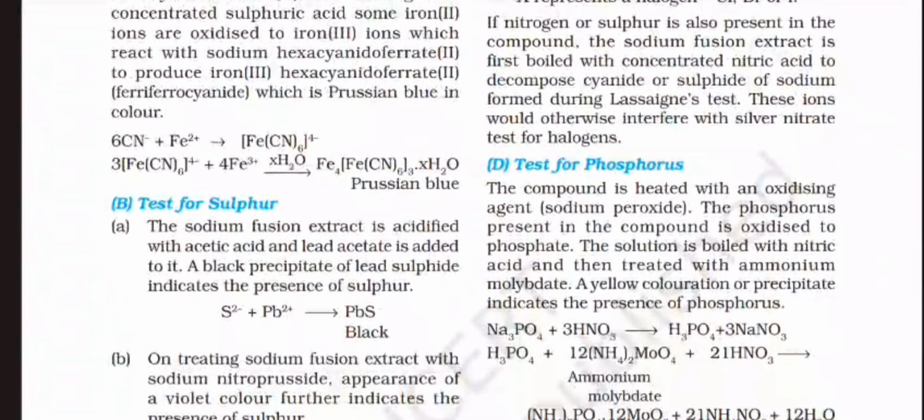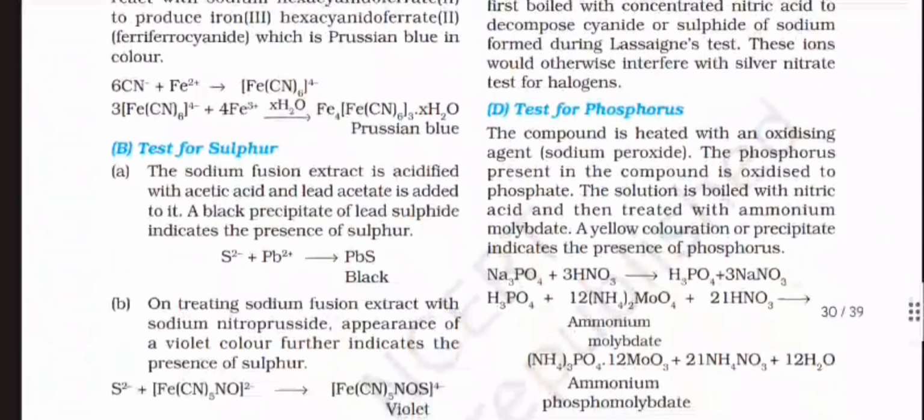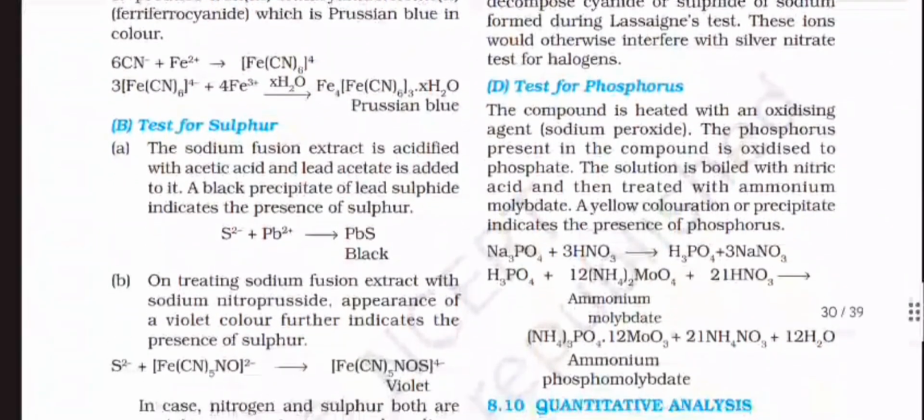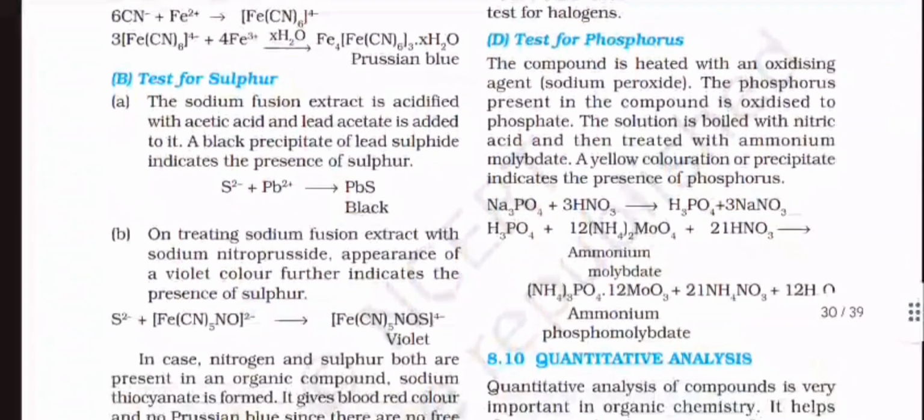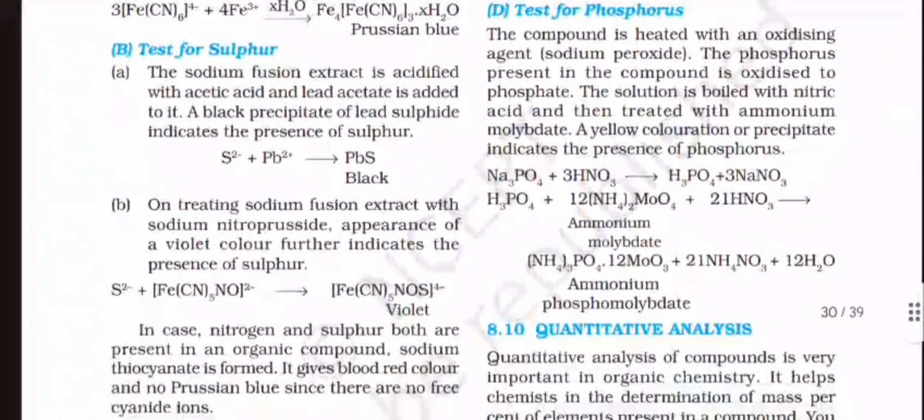If nitrogen or sulfur is also present in the compound, the sodium fusion extract is first boiled with concentrated nitric acid to decompose cyanide or sulfide of sodium formed during Lassaigne's test. These ions would otherwise interfere with silver nitrate test for the halogen.